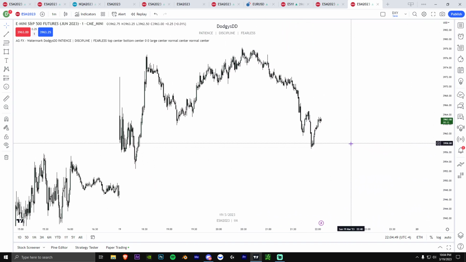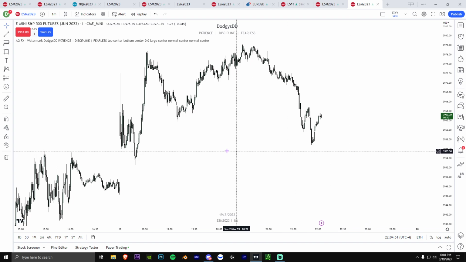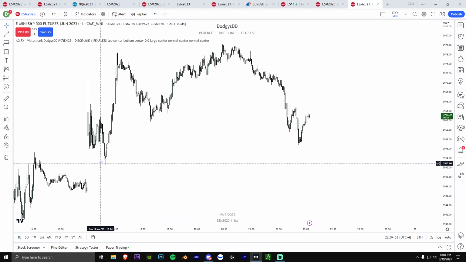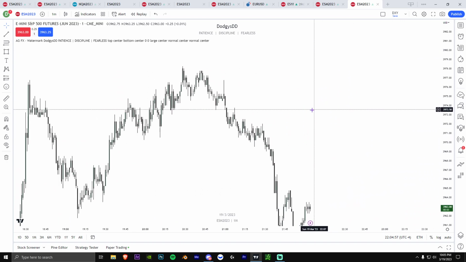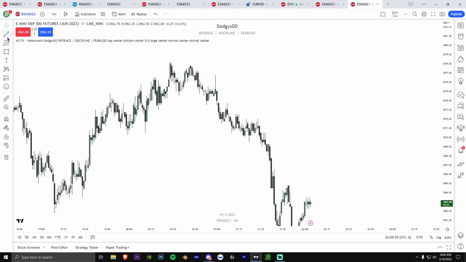My bias right now is I would want to see some sort of short down to this new week opening gap. This is pretty textbook. This is the volume imbalance right here.